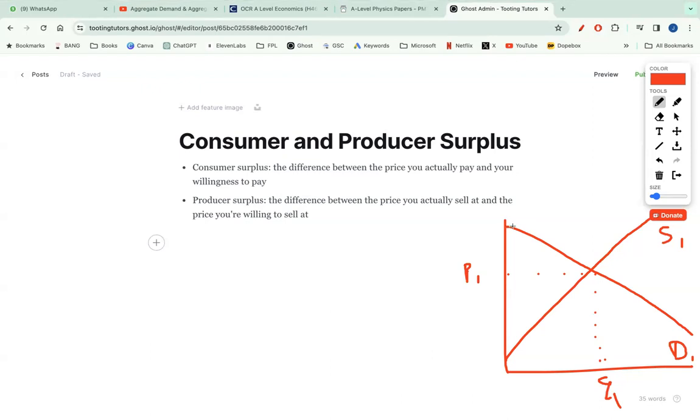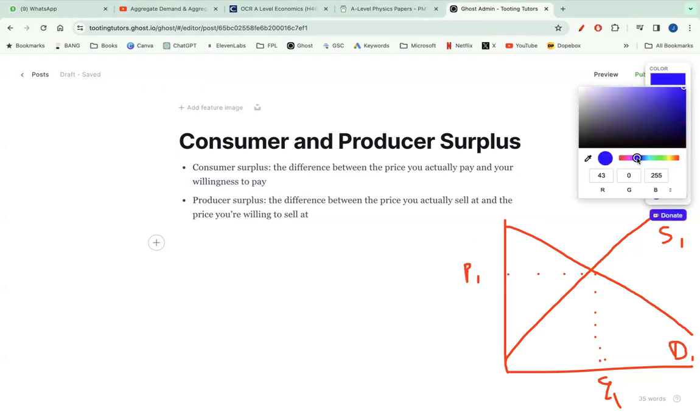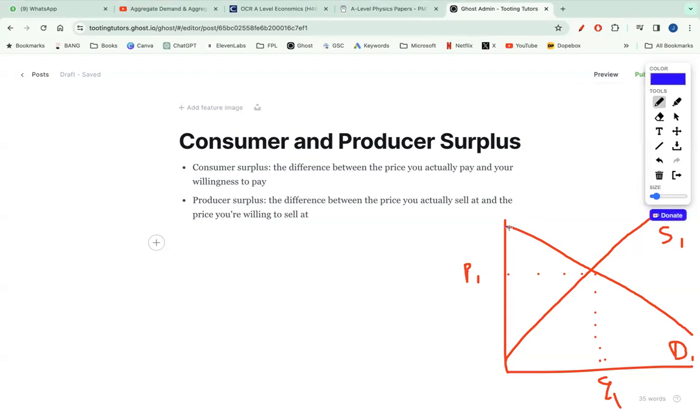So at this particular price, somebody's willing to pay that much, even though it's way higher. They do pay P1, but they're willing to pay way more. So let's say, you know how McDonald's might be £3. Somebody out there would be willing to pay £10, right? But they still pay £3. So their consumer surplus is £7.